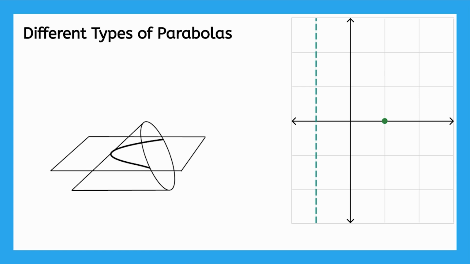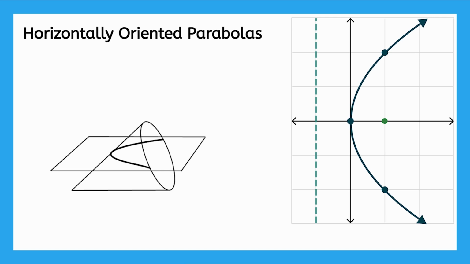It's actually a simultaneous problem. P is half the distance between the focus and the directrix, and the vertex is at the midpoint of the perpendicular segment connecting them. We can see that the vertex is at 0, 0, and P is 1. If P is 1, 2P is 2. We can use an imaginary 2 by 2 square to plot additional points. Or we can simply count up 2 units and down 2 units. Connect everything with a smooth curve to reveal a horizontally oriented parabola.